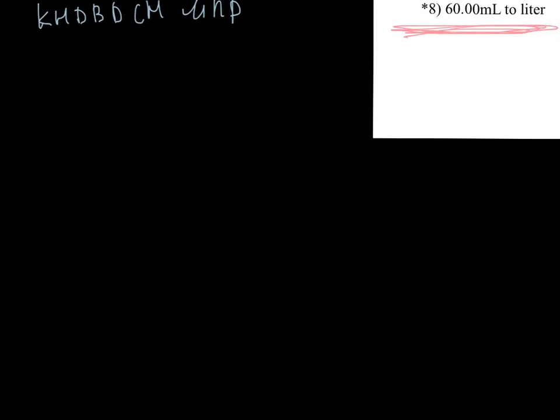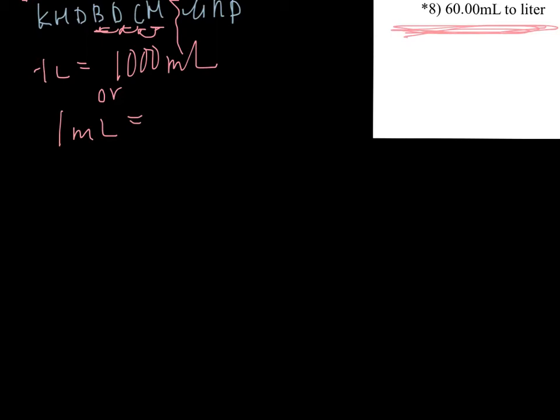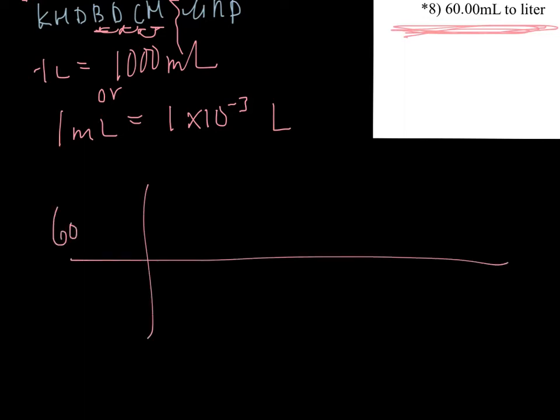Number 8. I am going from milliliters to liters, which is the base. So anything to the left of micro, we just move by 1 decimal point or by 10. So I say the conversion rate would be 1 liter is equal to 1,000 milliliters. Or I can say that 1 milliliter then is equal to 1 times 10 to the negative third liters. So I start with what I know. I have 60 milliliters. I want to end up in liters, so put that over 1.